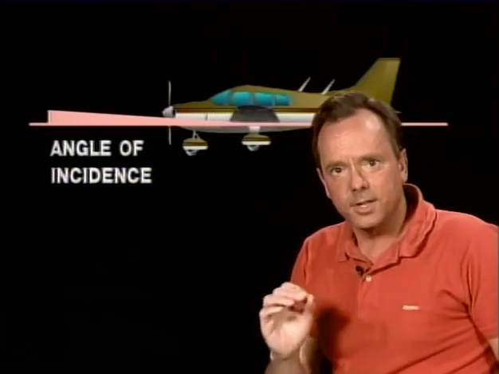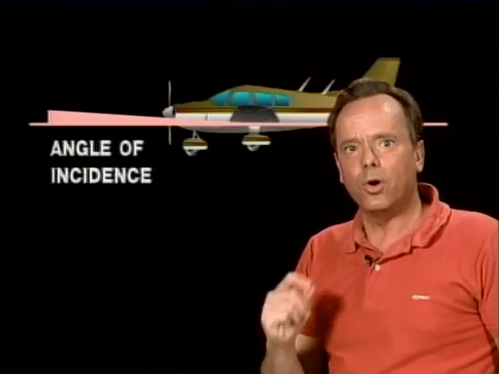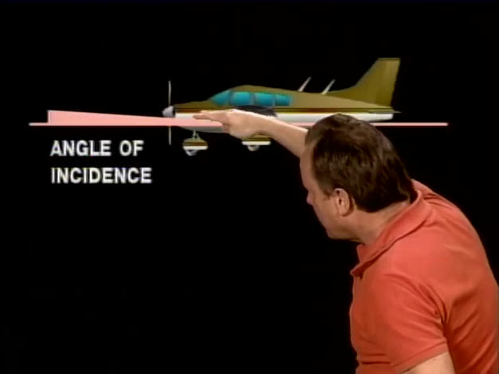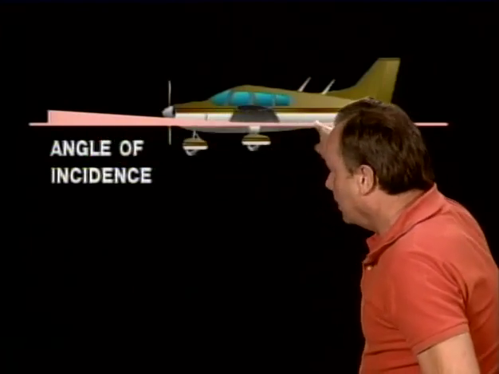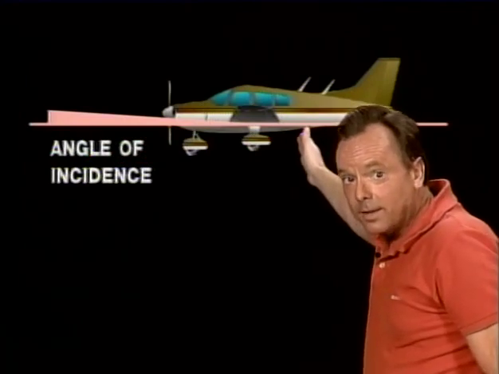The angle of incidence tells you how the wing is bolted onto the aircraft, and it's the angle between the chord line of the wing and that longitudinal axis. But they don't put it exactly like that on the test.